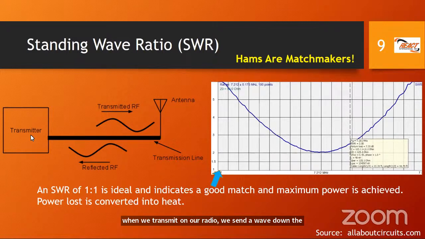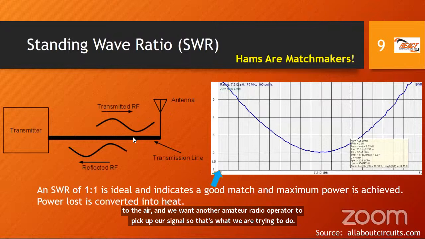We want maximum transfer. We want maximum efficiency. Our radio signal, when we transmit, we want it all to go to the antenna, and then we want it to wirelessly leave the antenna and go into the air. And we want another amateur radio operator to pick up our signal. So that's what we're trying to do. So we want maximum transfer.